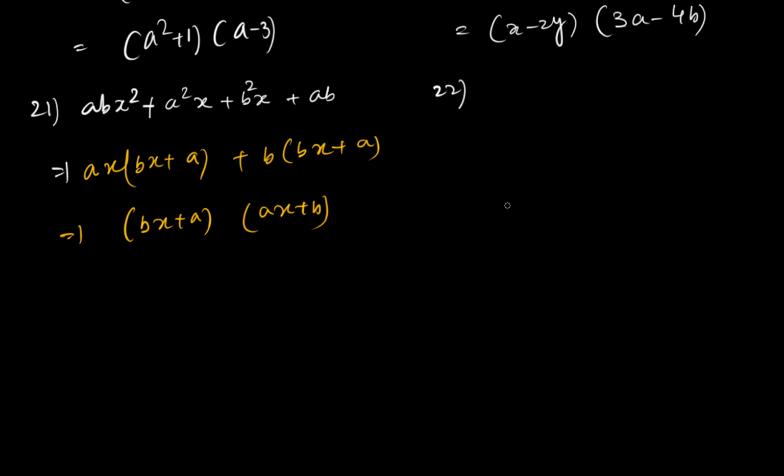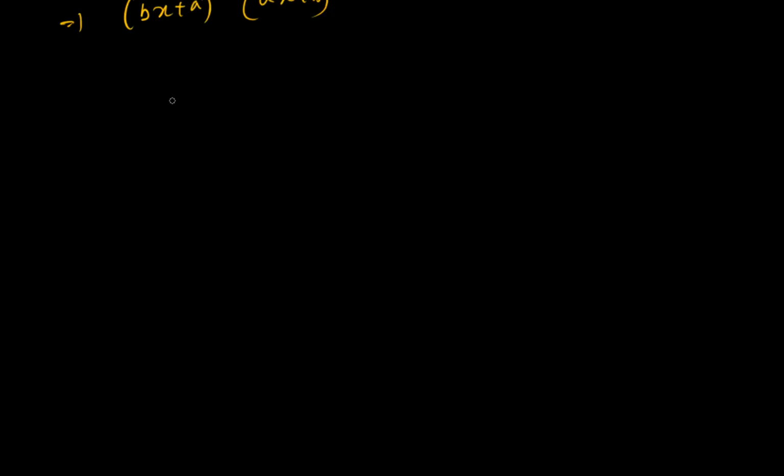Now the last question for this part 2. It's quite a lengthy question, so let me do it here. The 22nd question. It's x cube minus x square plus ax plus x minus a minus 1. Okay, how many terms are there? 1, 2, 3, 4, 5, 6. So that means using two terms at a time, we must try to organize it.